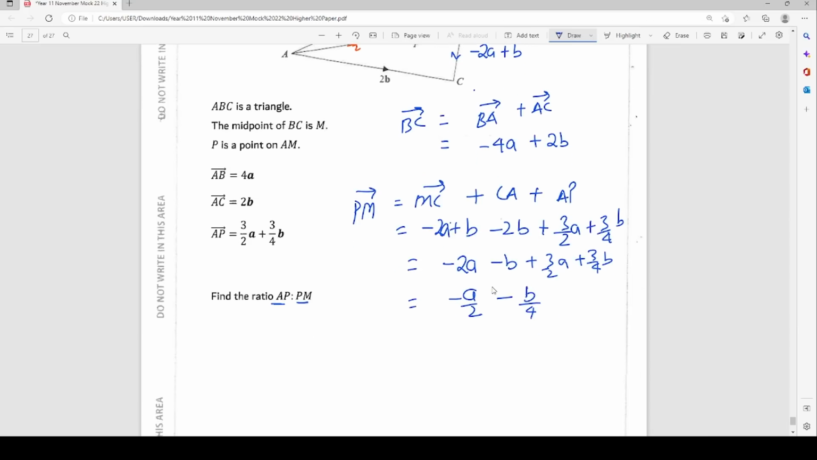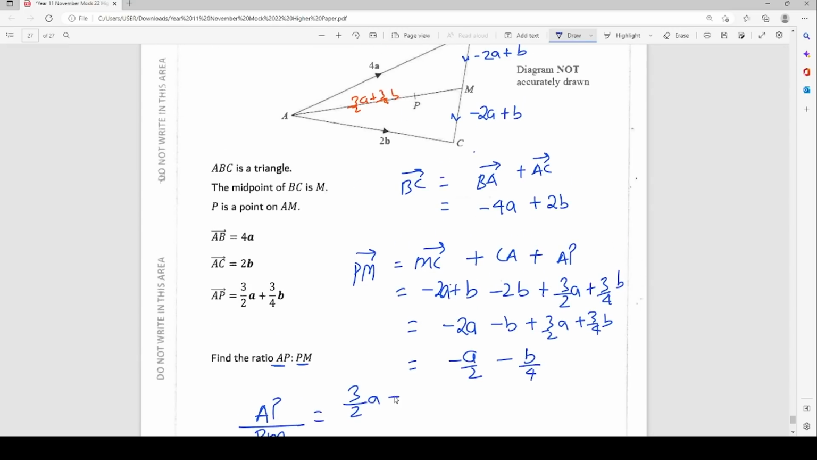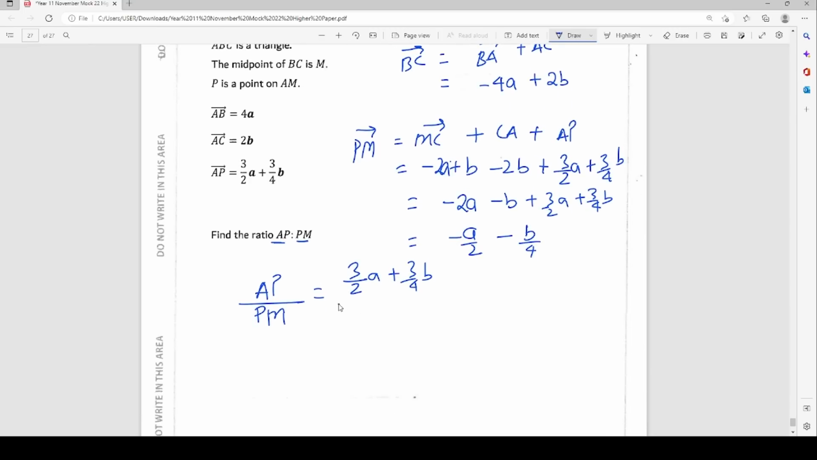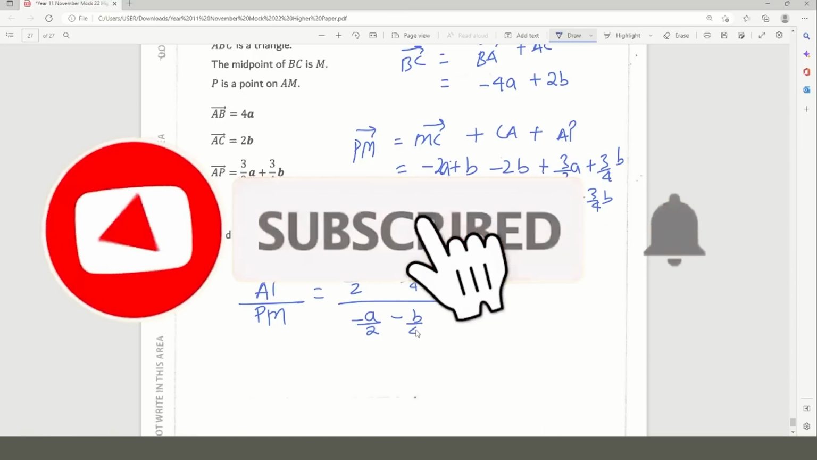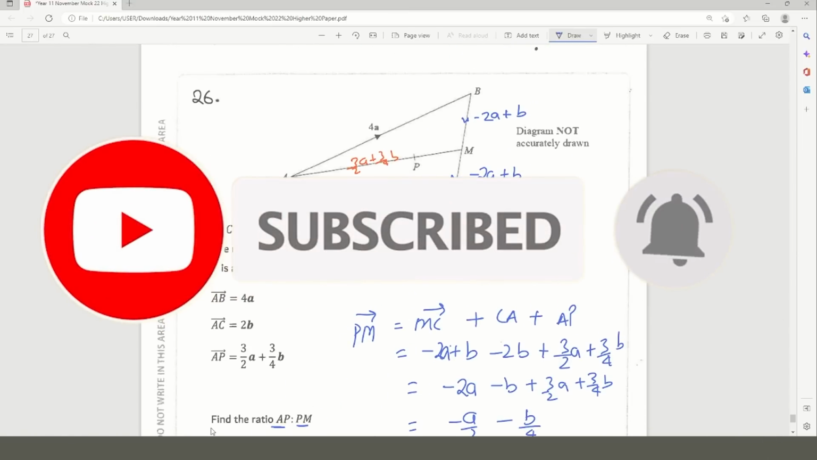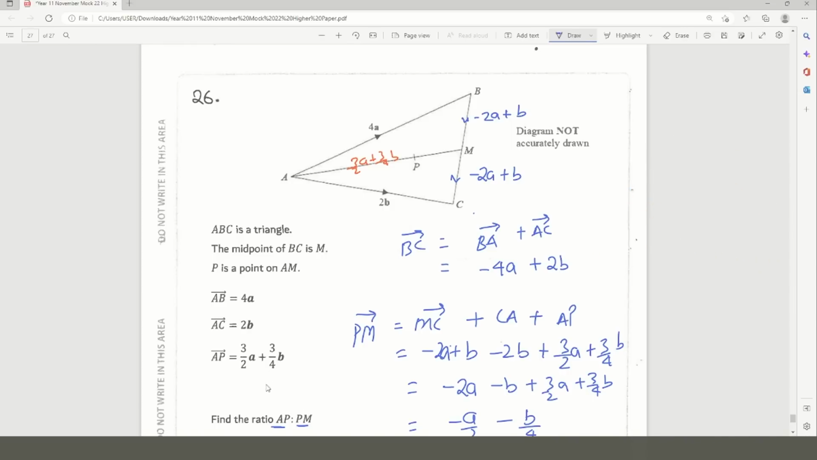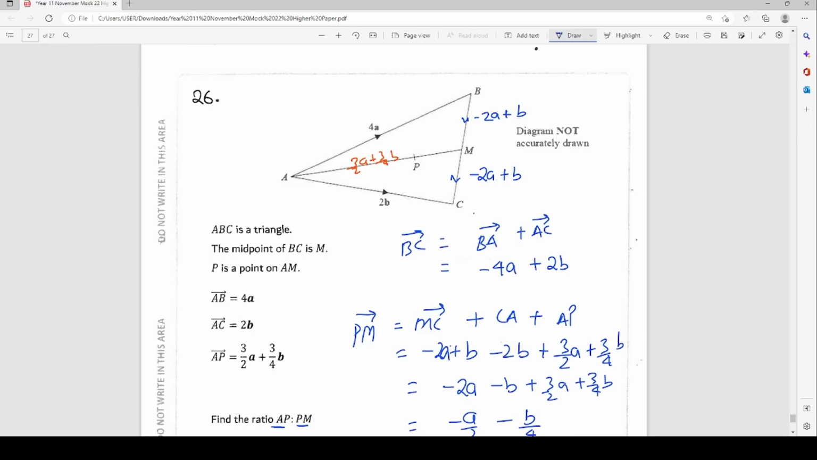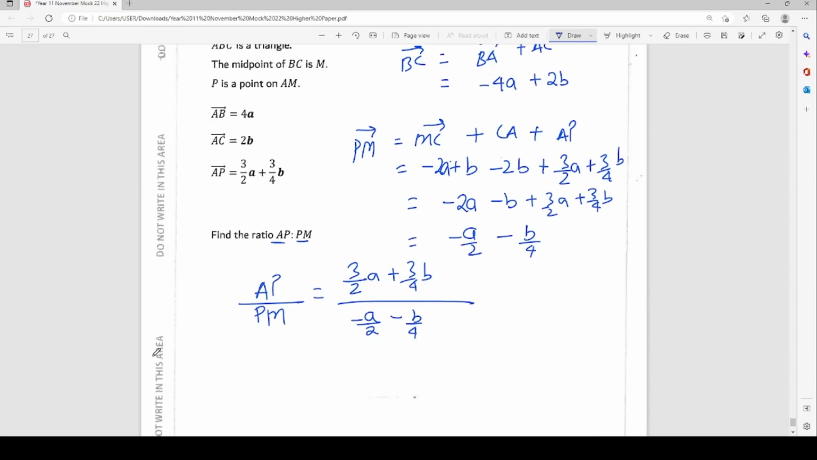So what we can do, let's see. So AP ratio PM, what we have got AP as. So AP is 3 over 2 A plus 3 over 4 B, and PM is negative A over 2 and negative B over 4. Now, when we are looking at AP, it's no longer a vector, but it's just the length that we are looking at. So that's very, very important that we are just looking at the length. And for that reason, I should actually use the modulus sign. And when I'm using the modulus, it means that both of them should be positive. That's for sure.